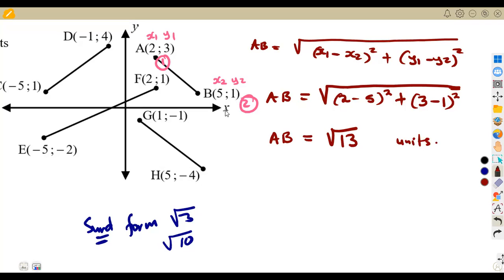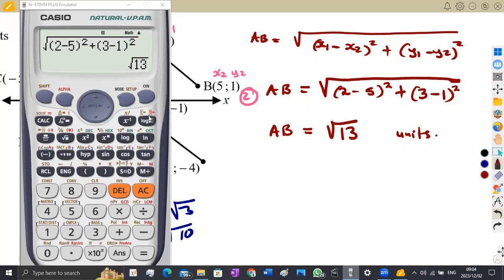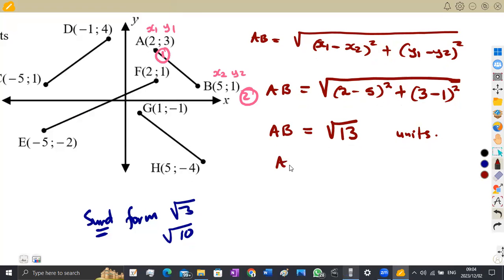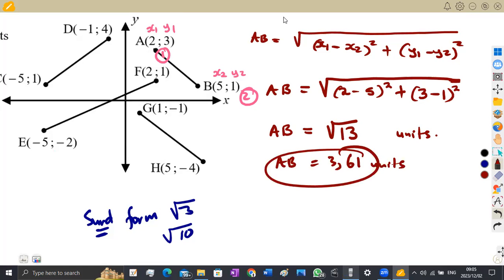But if you're asked to give your answer maybe to 2 decimal places, depending on what you're given in that particular question, then you change to 2 decimal places. Just press this S-D, and it gives us 3.605, which is 3.61. Or you can change this on your calculator: shift, set up, you fix, then to 2 decimal places, you press 2. Your answer is going to be to 2 decimal places, which is 3.61. So you can also write AB as 3.61 units.